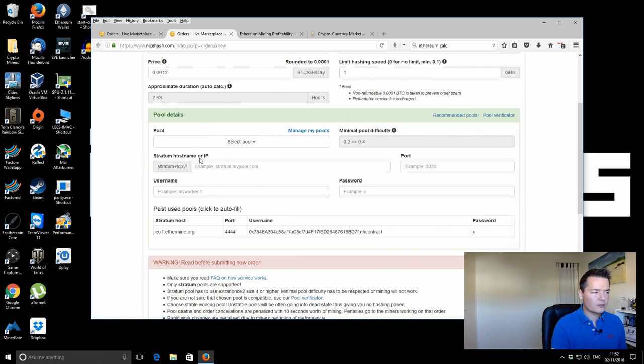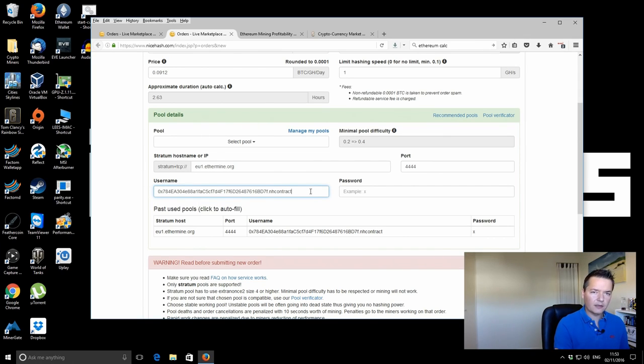So you have your Stratum or your pool hostname, so it's just a URL. So here we've got eu1.ethermine.org, so it's the EU servers for ethermine.org. Then you've got your port. So the port is quadruple 4. Then you've got your worker details. So in this case, what I've got is the username.